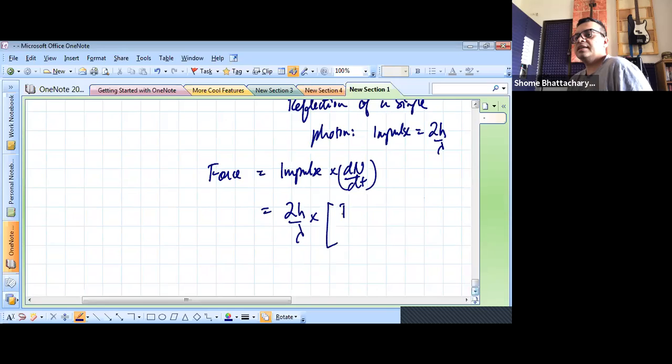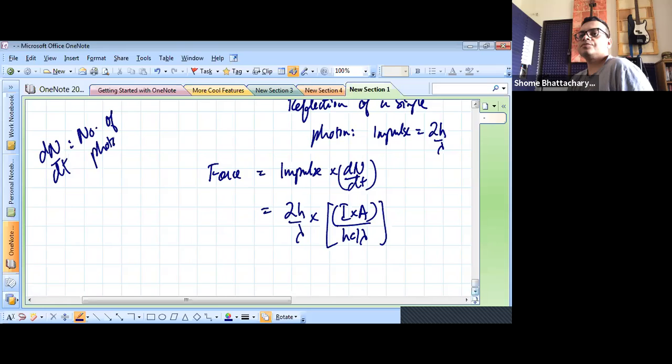So that is intensity of the beam multiplied by the area. Okay, that is energy incident per unit time divided by hc by lambda. That is energy of each photon. Okay. So dN by dt, that is number of photons incident per unit time on the mirror.